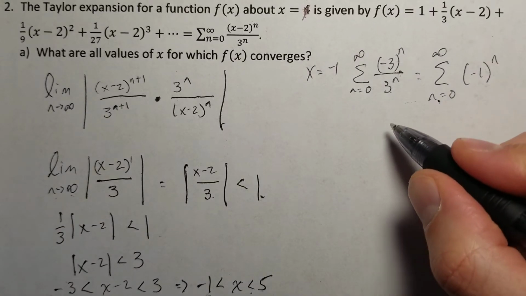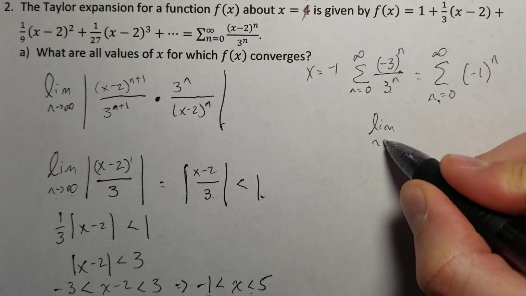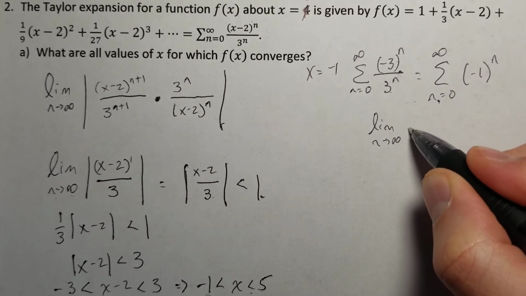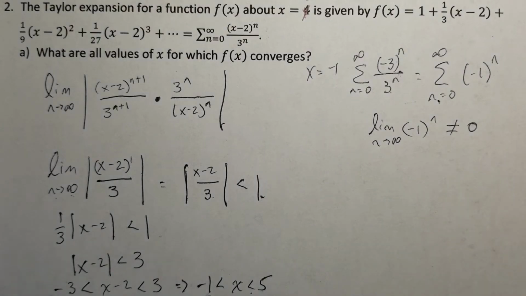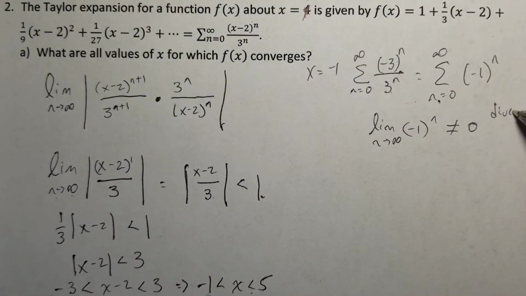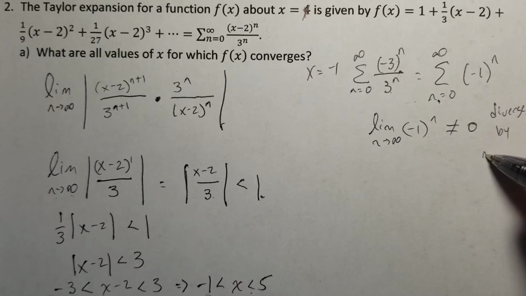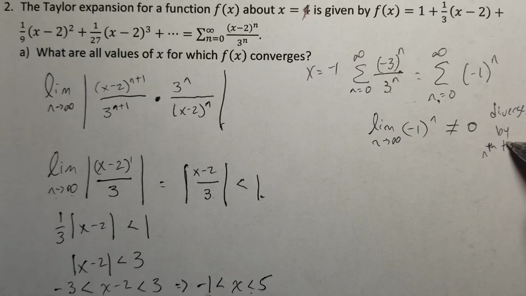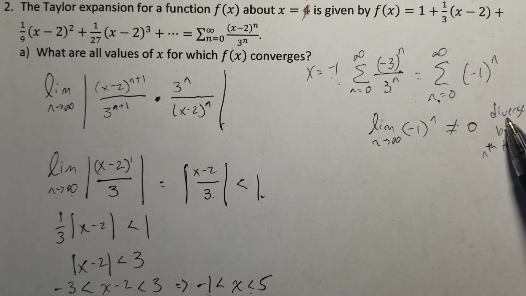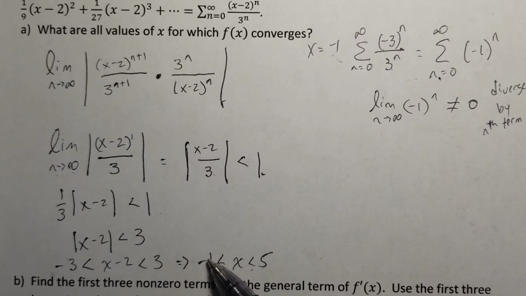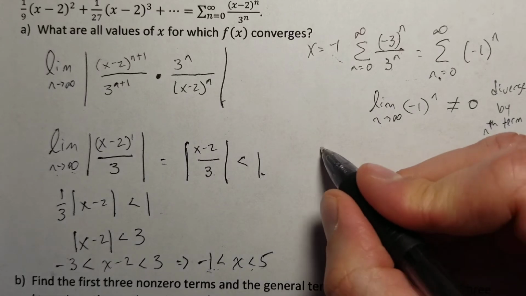So the limit as n goes to infinity of negative 1 to the nth is not going to equal 0. Therefore, it diverges by the nth term test. So x equals negative 1 does not converge, and I'm not going to add the equal sign to my extended inequality down here. Let's go ahead and do x equals 5 now.